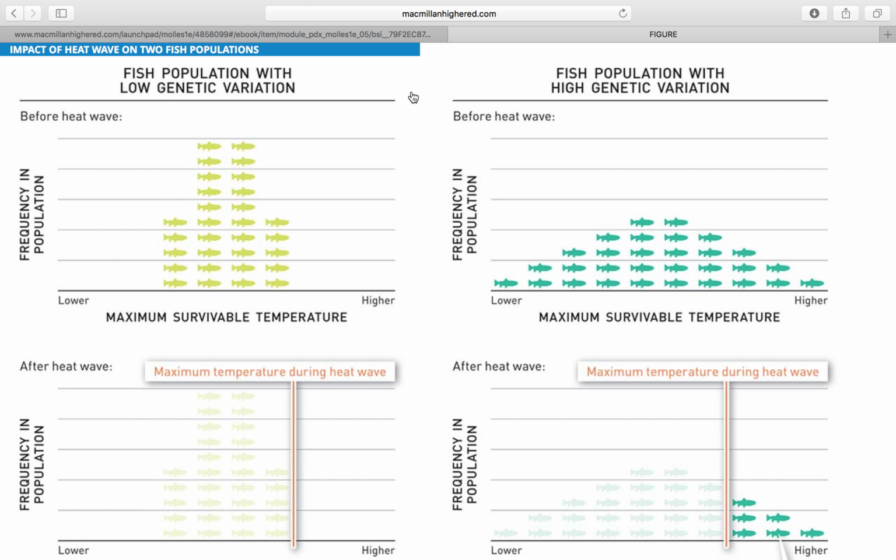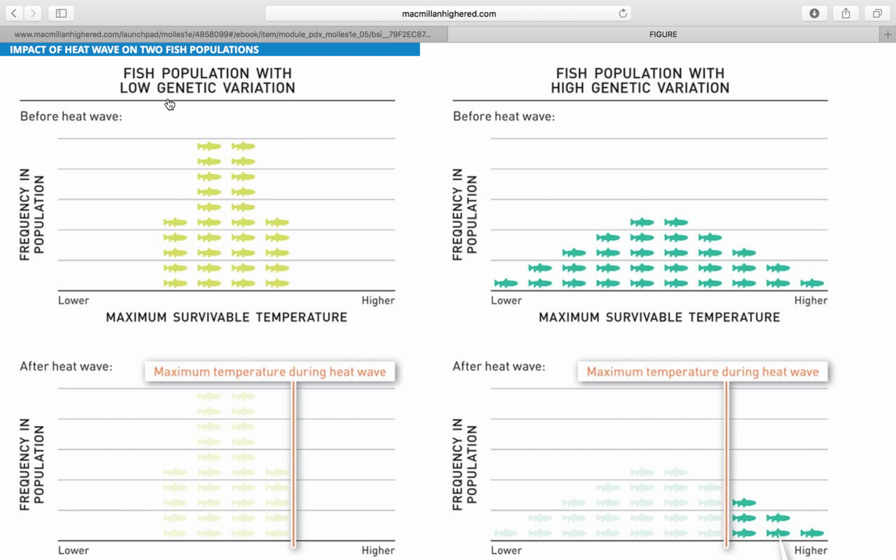Hello everybody. Today I wanted to talk to you a little bit about Chapter 3 and the concept of diversity and how diversity is so important for survival of species in the environment. So we're looking today at two different types of populations. This is a figure from Chapter 3.